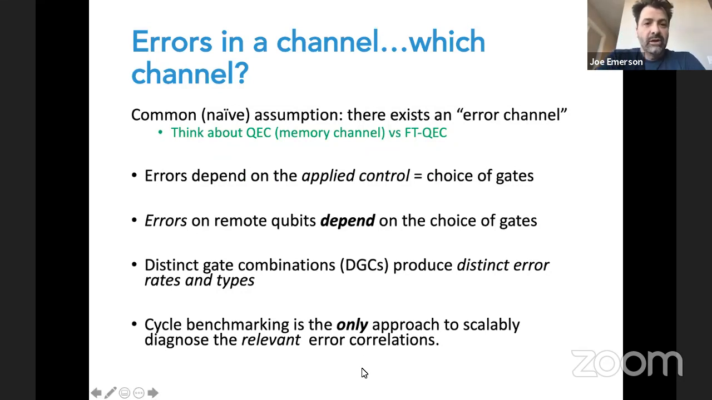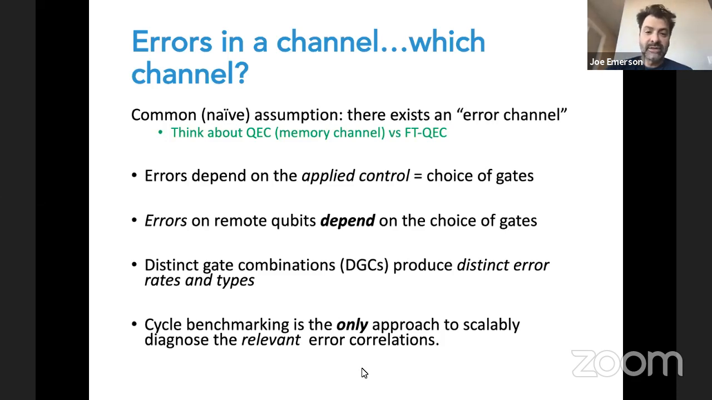Okay, so errors in a channel. Which channel is the point? You're going to see a lot of results out there about characterizing errors in a channel, but what's happening is they're characterizing the errors in some kind of average channel or abstract channel. So think about the difference between quantum error correction and fault tolerant quantum error correction. In quantum error correction, you have some memory channel or some communication channel. You do an encoding to survive the errors in that channel, and then you do a decoding.